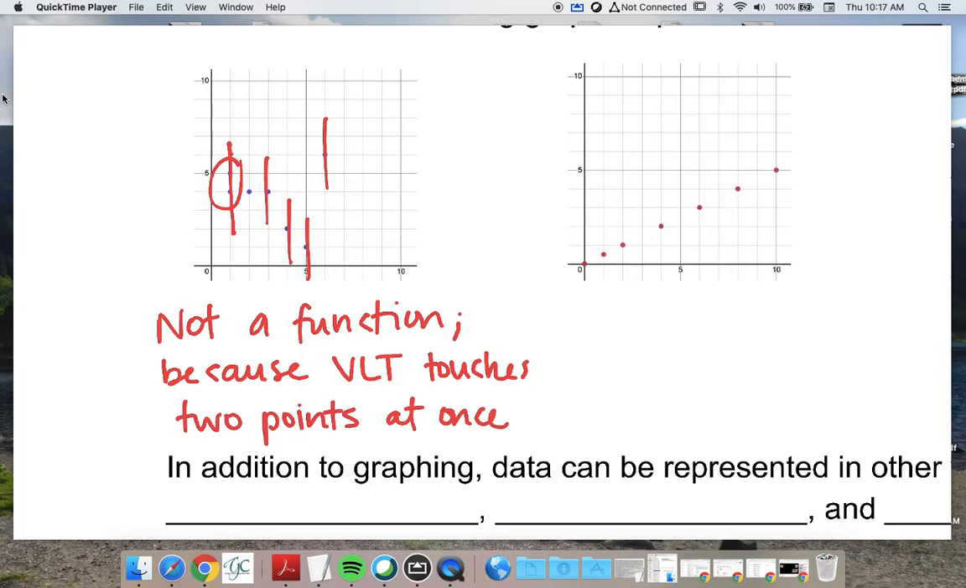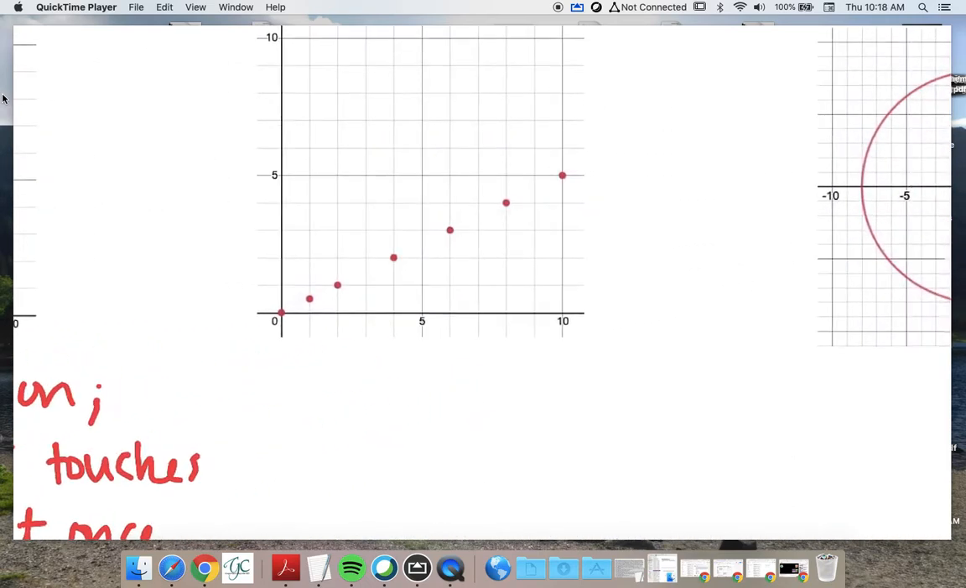Alright, so let's try that again on our second graph here. Again, we just have a random set of data here, but we can see that they are making a line. And as we draw our vertical lines across the graph, we never have more than one point touching one of those vertical lines. So this one is a function.